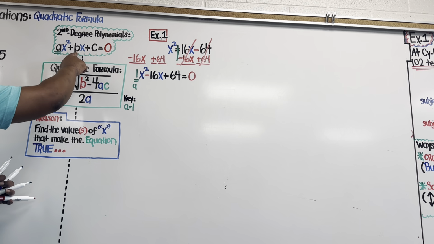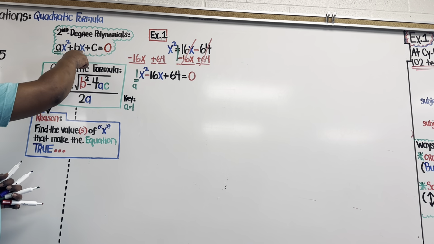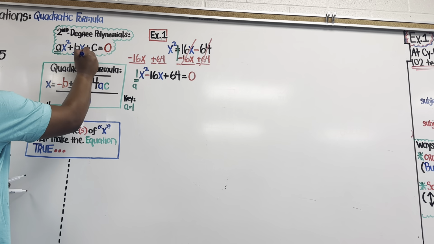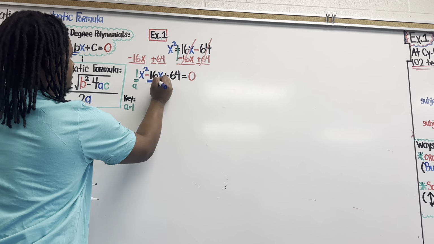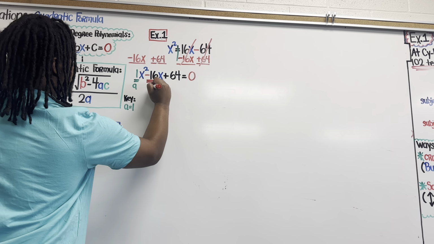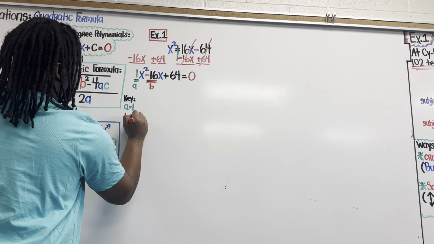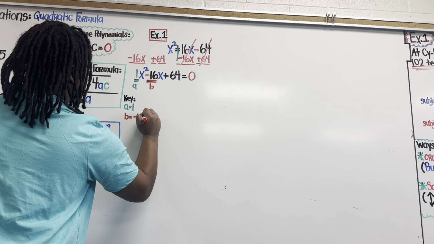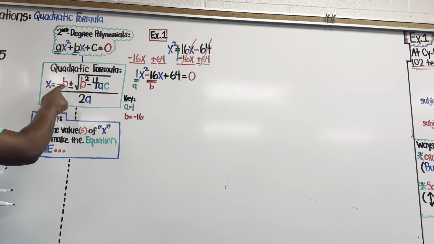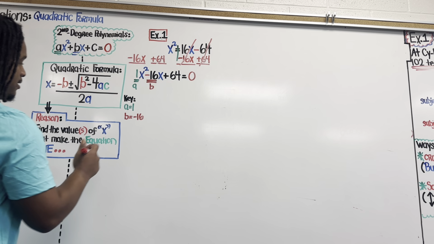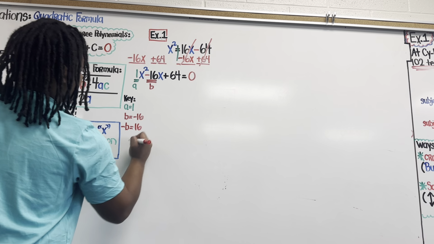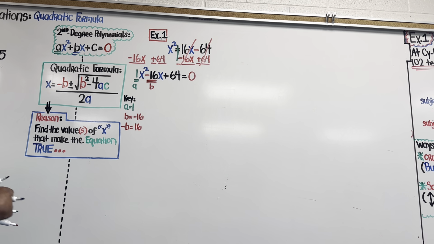The b value is the coefficient that's attached to x to the first power, and in this situation it's going to be negative 16. Actually, let me make it red on purpose. So b is negative 16. But if you notice, in the quadratic formula we have a positive b and a negative b. So if positive b is negative 16, then negative b is positive 16.